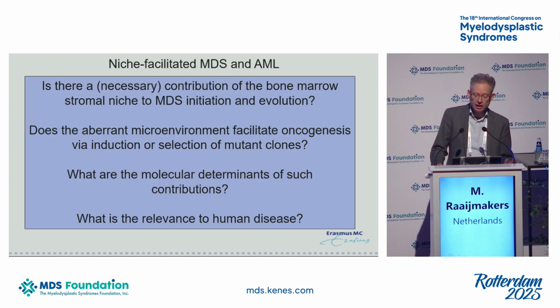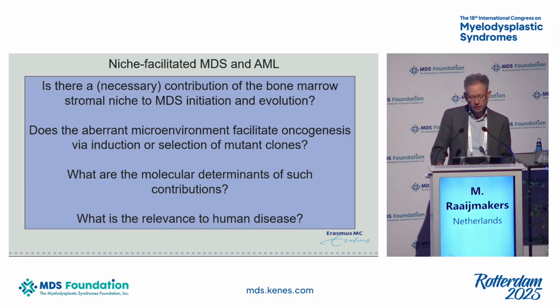So first of all, is there a necessary contribution of the bone marrow stromal niche to MDS initiation and evolution? If so, how does that work? Is an aberrant environment a driver of mutagenesis, or is it more a selector of clones? What would be the molecular determinants of such processes? And last but definitely not least, what's the, if any, relevance to human disease? Because most of the data that I showed you was in mouse models.